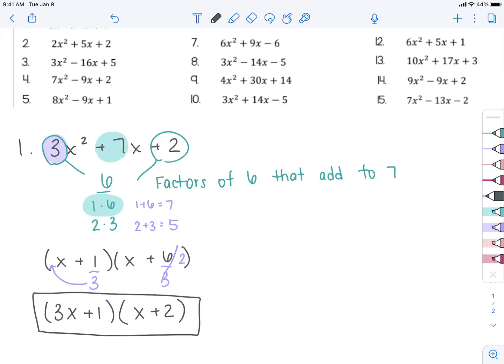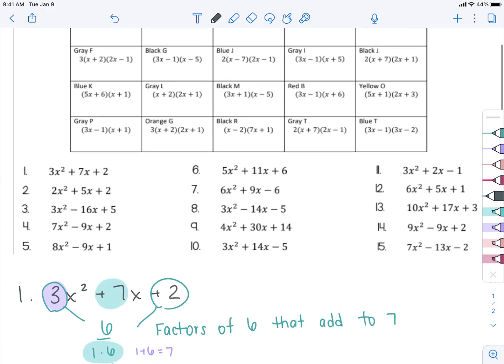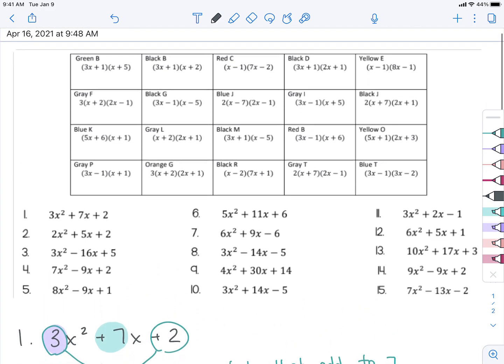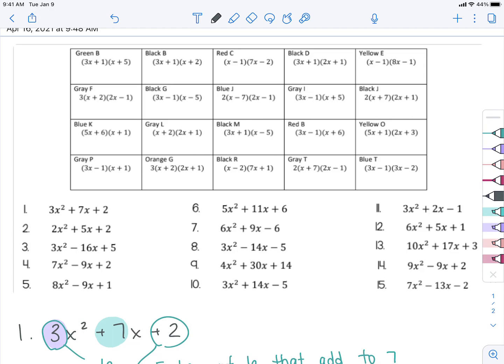So then I can make sure I'm right because I should be able to find 3x plus 1 and x plus 2 as one of the options, one of the colors up in the grid, right? So I'm going to scroll back up. I'm looking for 3x plus 1 and x plus 2. Let's see. 3x plus 1 and x plus 2. Oh, it's black. I see it right here.